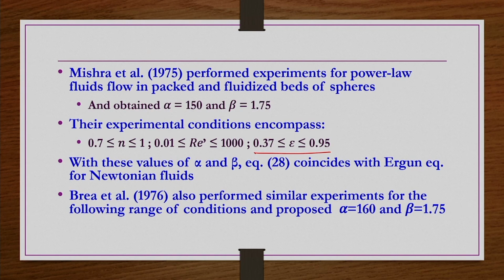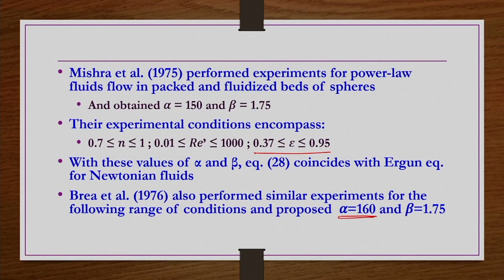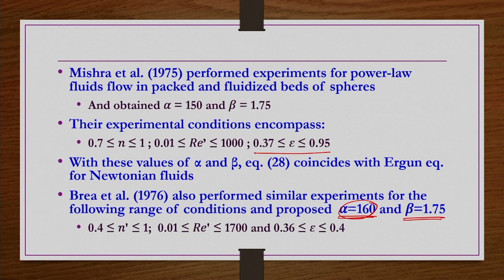But however, Bray et al. also performed several similar kinds of experiments, and they proposed alpha should be 160 and beta 1.75, same as Mishra et al. Only alpha is changing. However, their range of conditions is also very different, right. They have taken a wide range of n values, but voidage is very narrow, and Reynolds number is slightly higher, up to 1700 they have taken. Okay. So, like that many correlations are there with slightly different constants, etc., right.